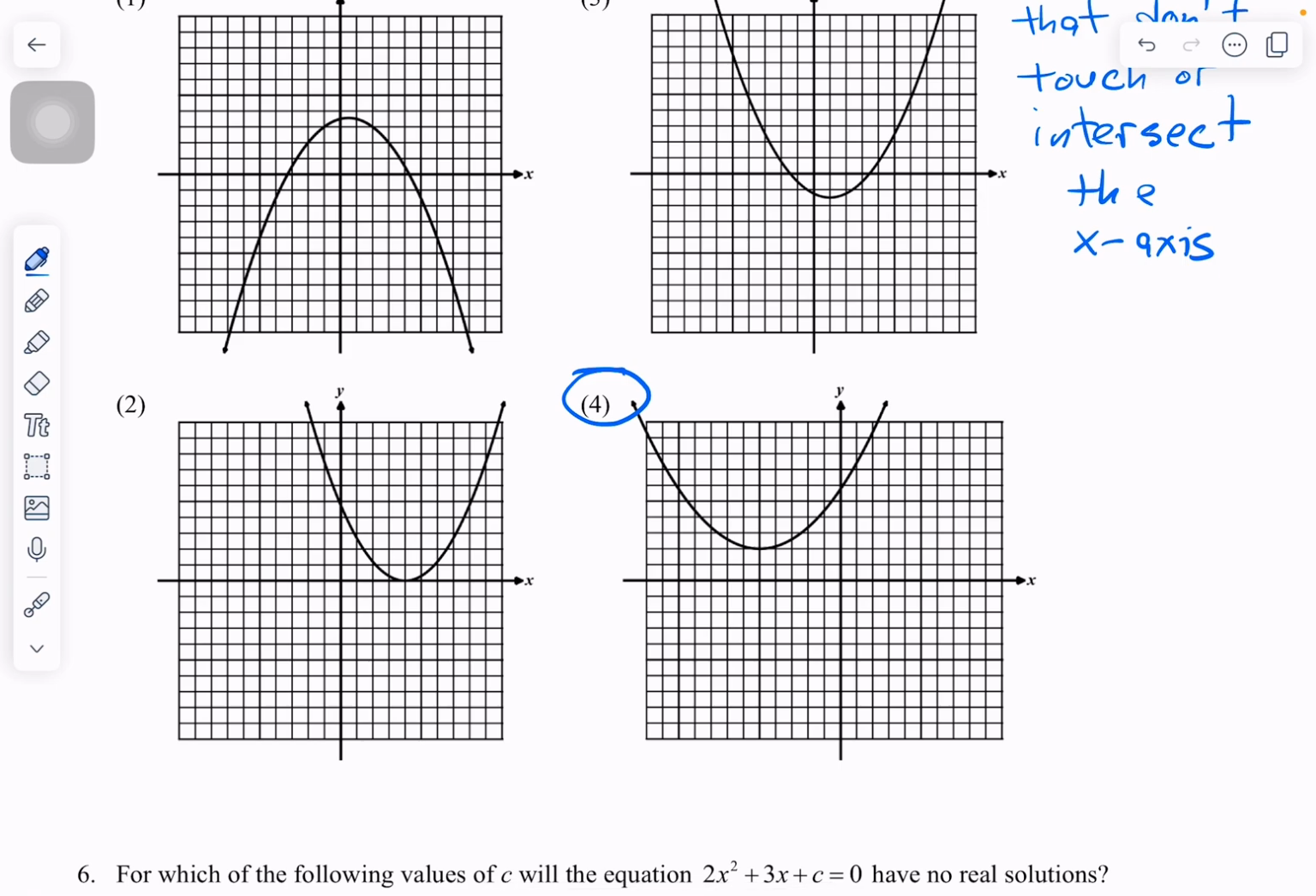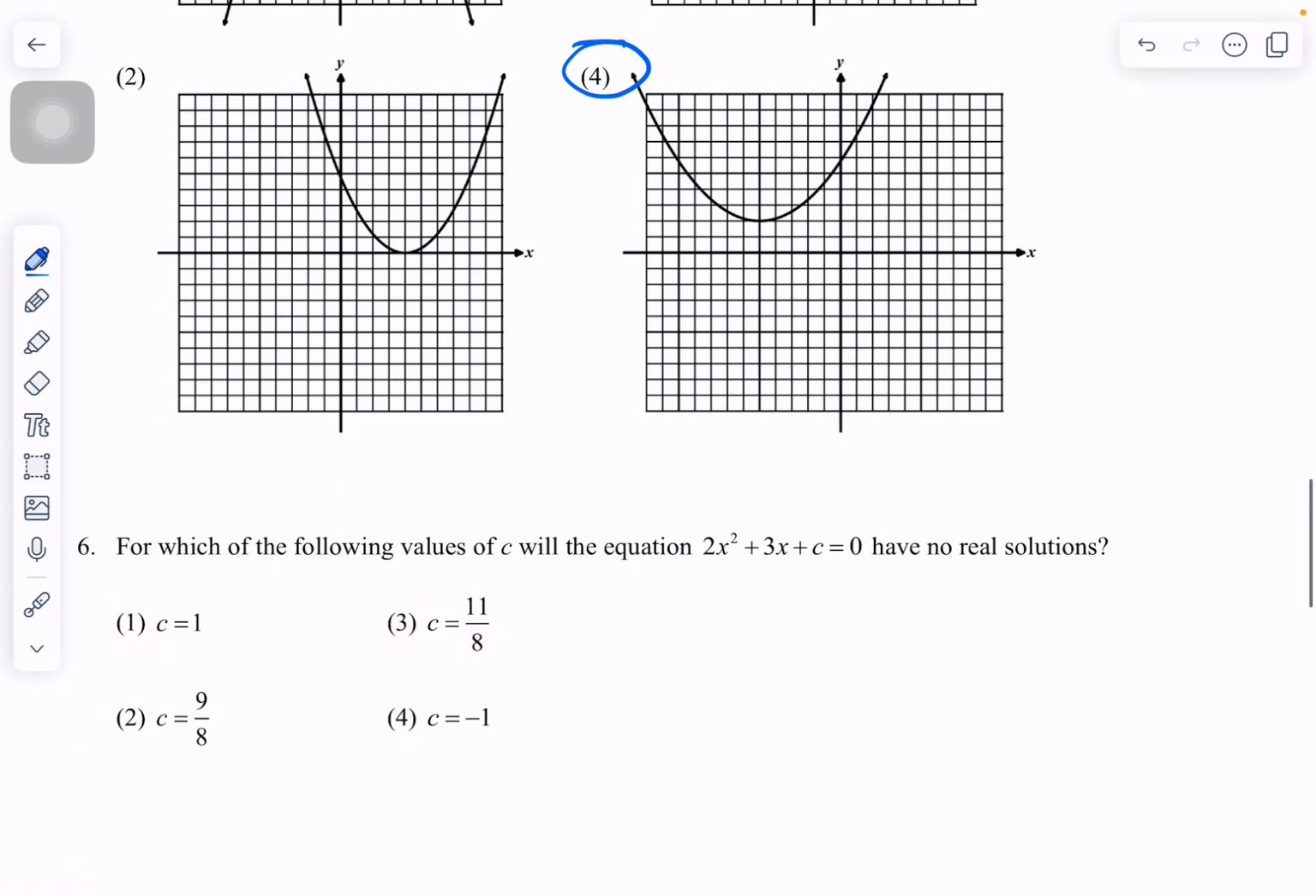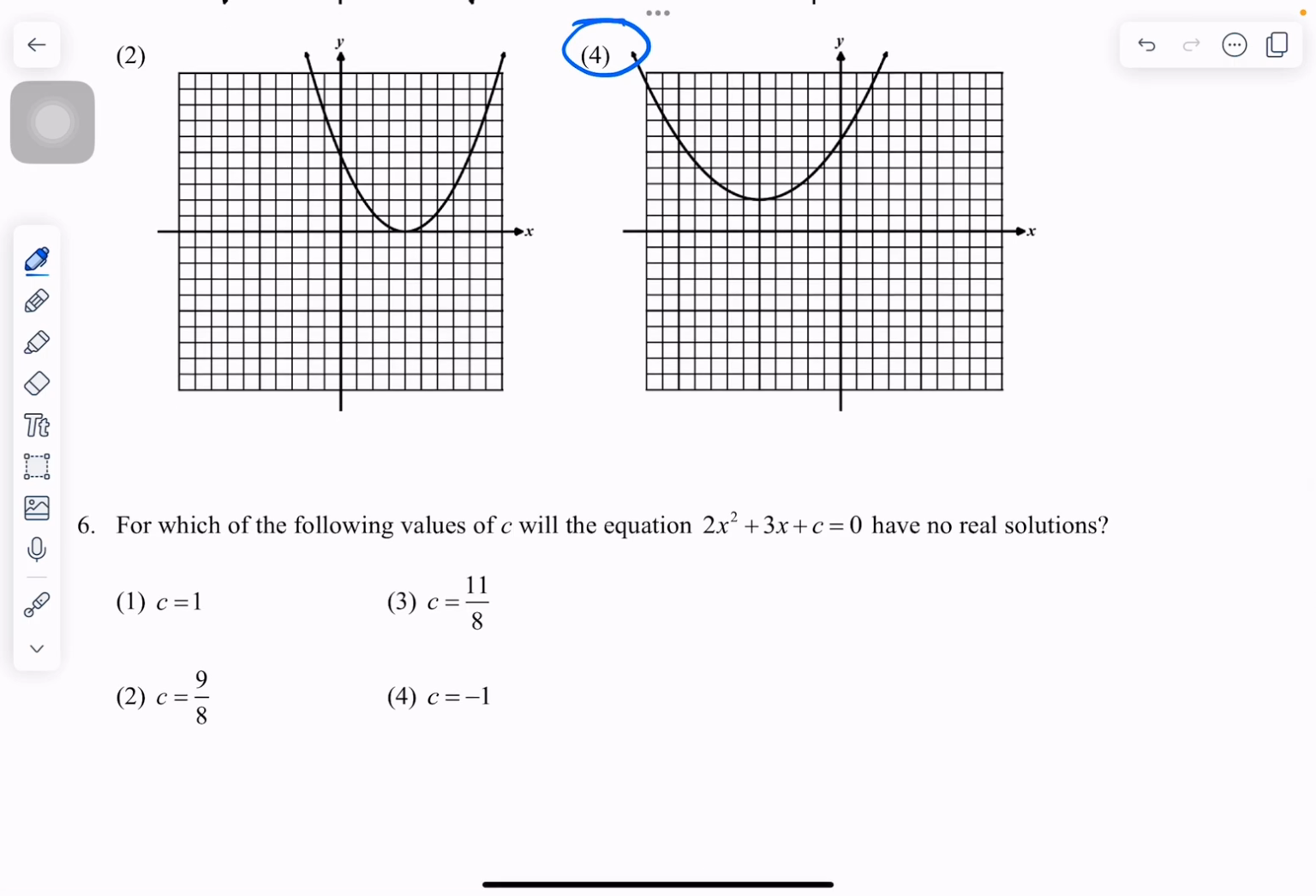This one is 1, 2. 1 is, there's 2 of them. It looks like it's in the middle, so it's probably maybe an irrational number. 2, it touches in one place, and 4, it doesn't touch in any. All right, which of the following it will be?